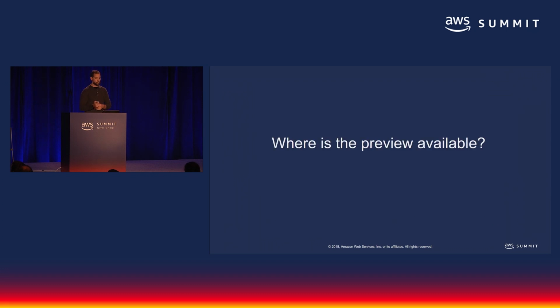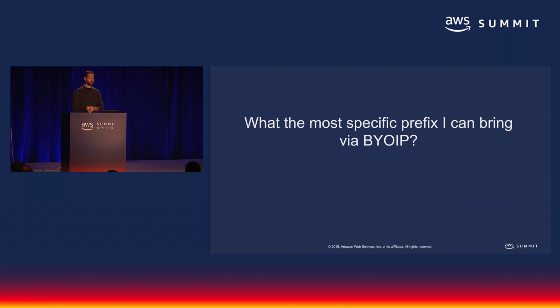So a couple of questions on this. Where is the preview available? Right now, we're only doing the Bring Your Own IP preview in US West in our Oregon region. So that's definitely where you can try this out. You can jump in there and import IPs or allocate IPs and do all that kind of good stuff out of our Oregon region.